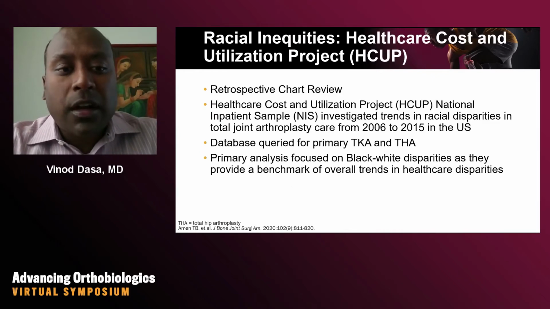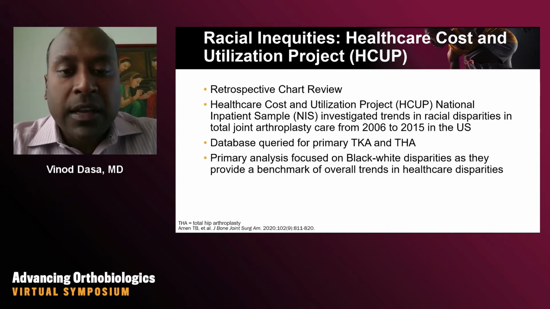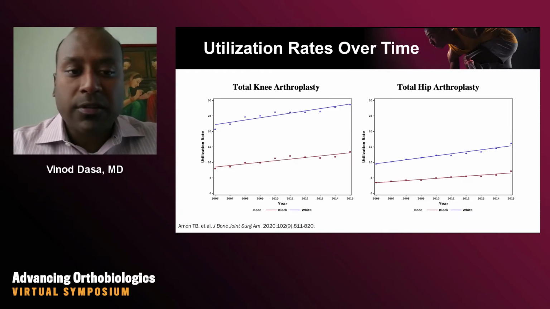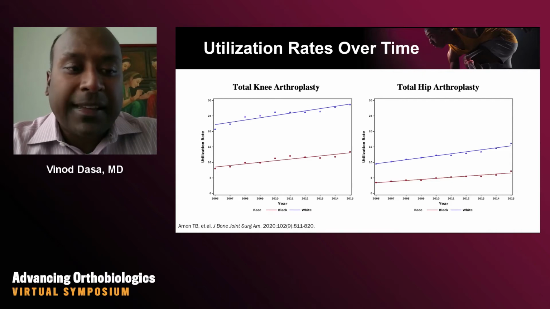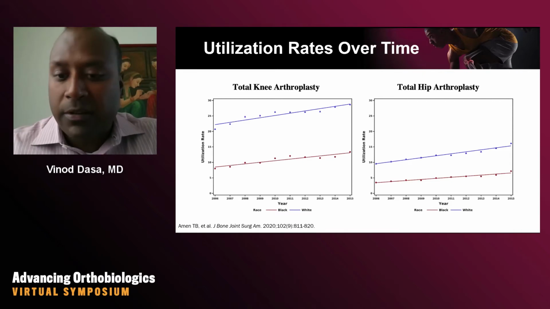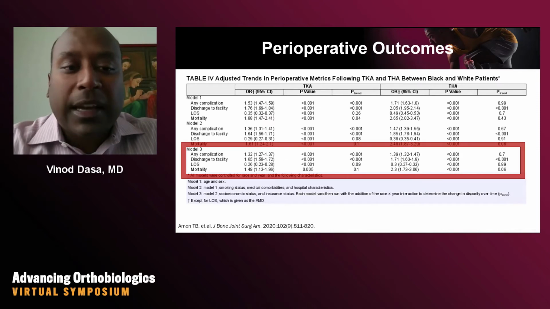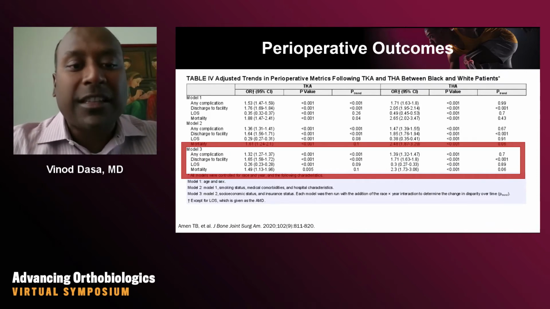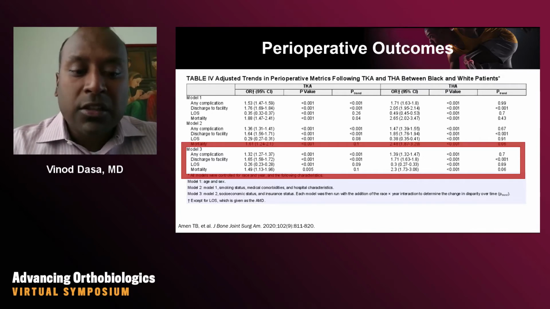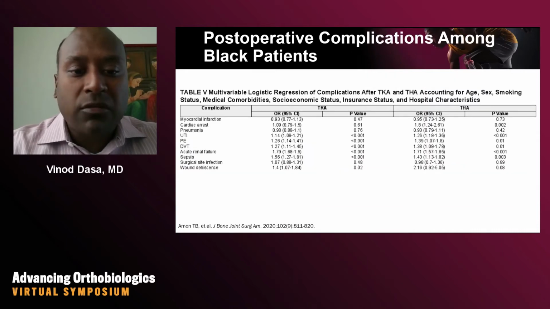So this was another retrospective chart review looking at the difference in outcomes in our surgical patients, Black patients versus white patients. And what they found was utilization of both hip and knee replacements significantly higher in white patients compared to non-white patients. And then when we look at complications following surgery, you can see here, not just getting the surgery was a barrier, but actually after you have the surgery, we're seeing significant differences in complication rates in Black patients versus white patients.